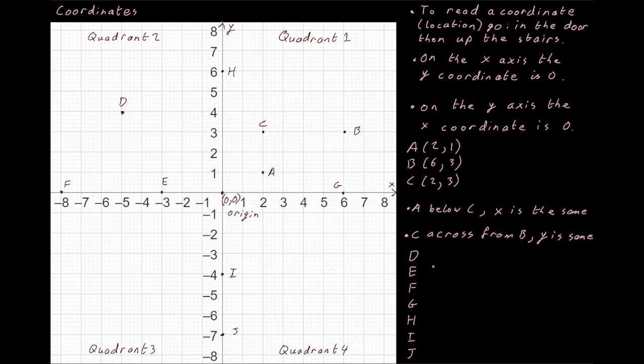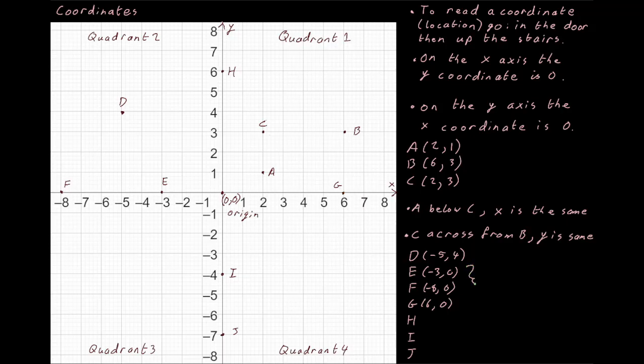Now if we get the point D, we're over here, we're in the second quadrant, and that means the x numbers are going to be negative. We start at the origin, in the door -5, up the stairs 4. And E, we can see, is in the door -3 and up the stairs 0. We didn't go up or down at all, so we're still at 0. So that's -3, 0. F is at -8, 0. So in the door -8, and we didn't go up or down, so we're still at 0. G is at in the door 6, up the stairs 0.